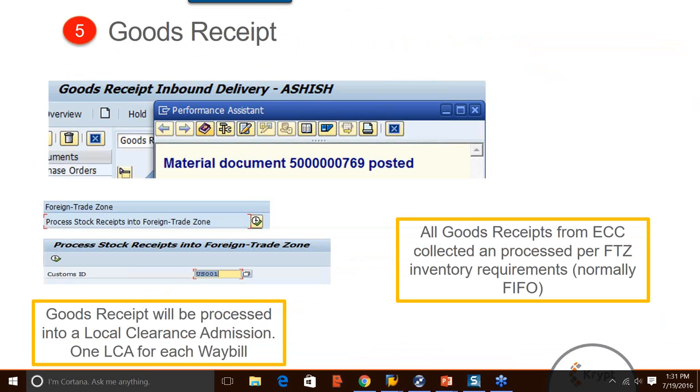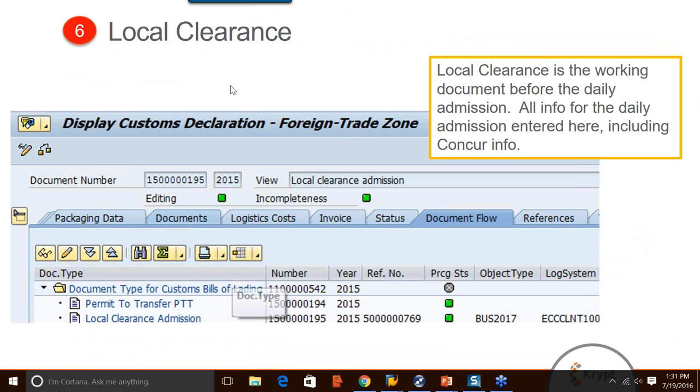The goods will be available to be processed on a local clearance document. So each waybill will correspond to a local clearance document. These local clearances are the working document to support the daily admission. So with this direct process, we really only need to file one admission document. So if we have multiple shipments during the day, those can be consolidated and reported to customs at the end of the day or the beginning of the next day on an admission document, a daily admission.